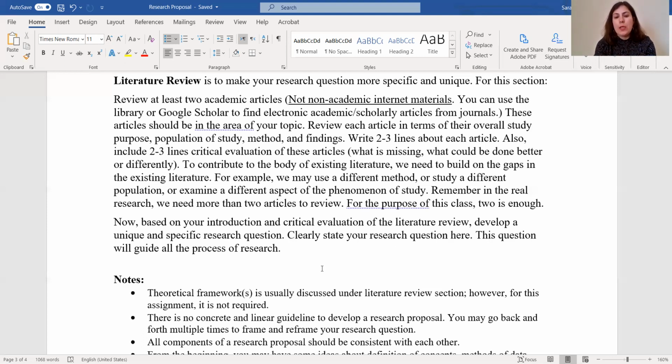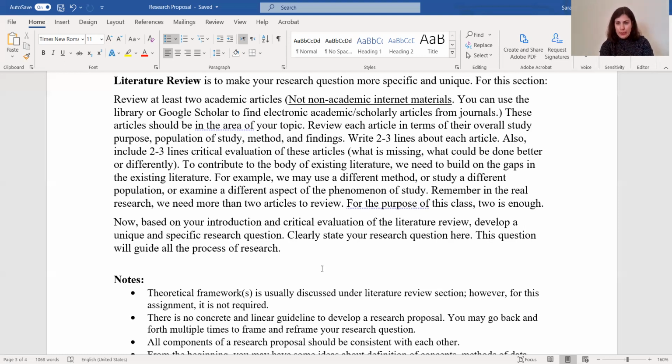Just remember, reviewing 2 papers is not enough. In real research, you need to go through many literatures to see many different topics and then decide and develop your unique research question. But for this assignment, 2 papers for literature review is enough.